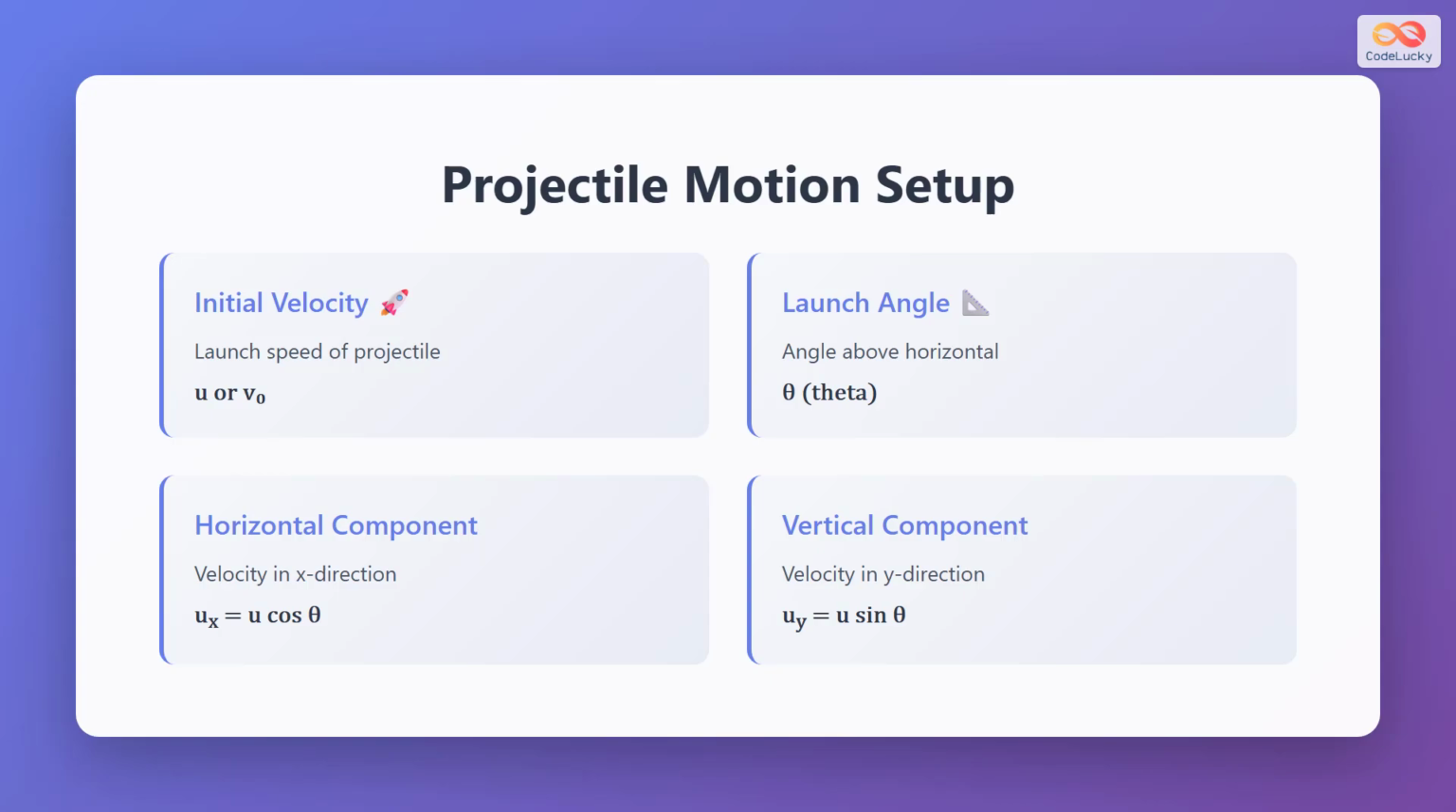Before we dive into the formulas, let's understand the basic setup of projectile motion. When we launch a projectile, we need to know two key things: the initial velocity, represented by the letter U or V subscript 0, and the launch angle theta, which is the angle above the horizontal. The initial velocity can be broken down into two components. The horizontal component is U subscript x equals U cosine theta, which controls how fast the projectile moves sideways. The vertical component is U subscript y equals U sine theta, which controls how high the projectile goes. These two components work independently and together determine the complete motion of the projectile.